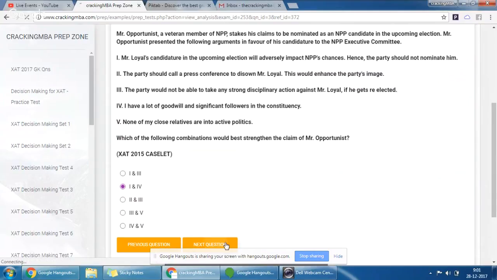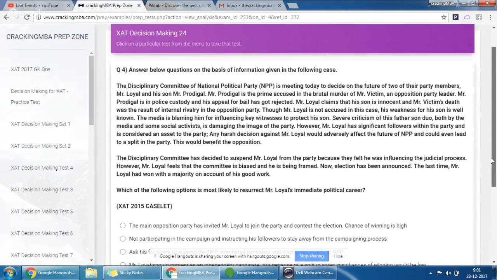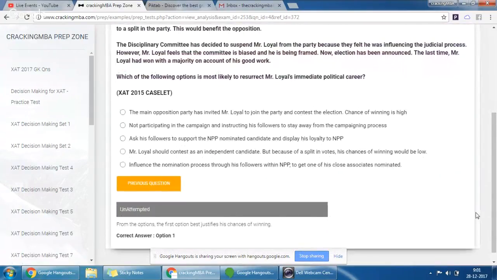I think we are all good here. So the last one is again, which of the following is most likely to resurrect Mr. Loyal's immediate political career? This one can be slightly messy, but the correct answer is option one, right? Because out of the others, he's trying to just, it's not really building his case. The others in this particular question are not building his case at all. It's just like, okay, not participating in the campaign and instructing followers to stay away from the campaign process. This is a negative approach.